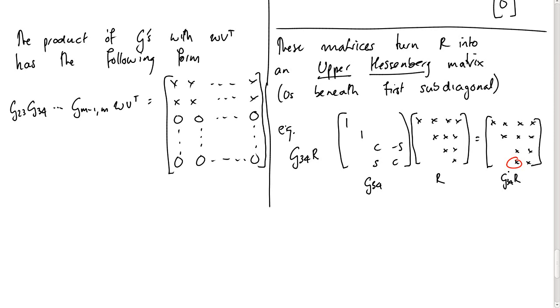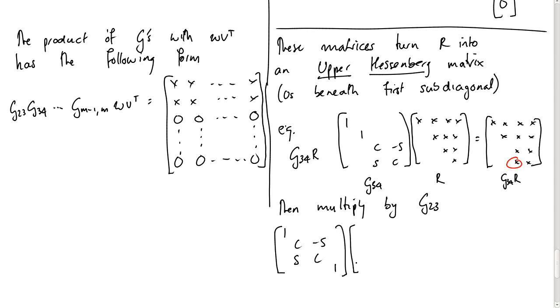The next thing we do to it is we multiply by G23. Okay, so we have G23, which looks like this, times G34 R, which looks like this, upper triangle, but at the moment we've got that one extra entry in it. And now we're just rotating rows 2 and 3. So you can see that in terms of introducing extra non-zero entries, the only place we're going to get a new one is here. So its structure is going to be like this.